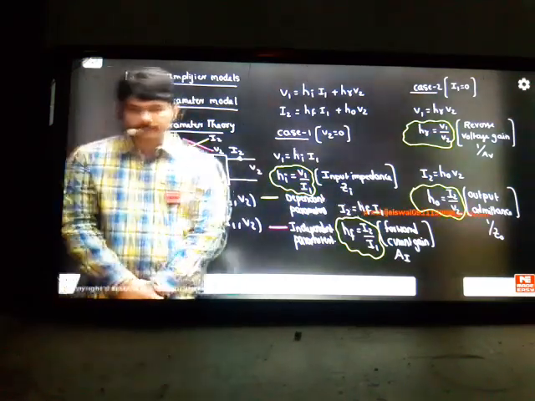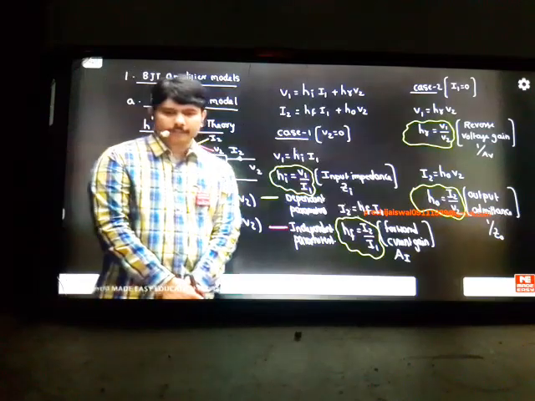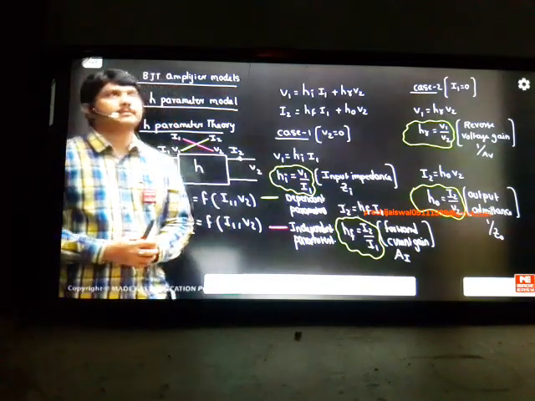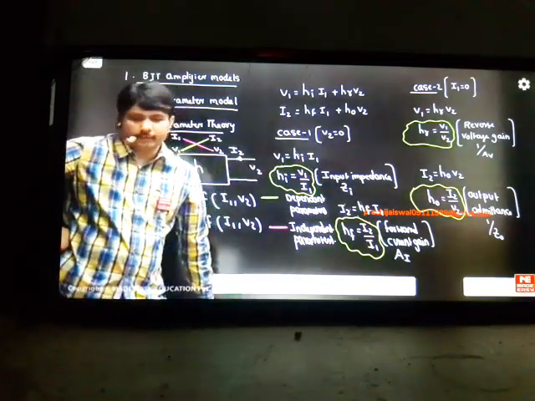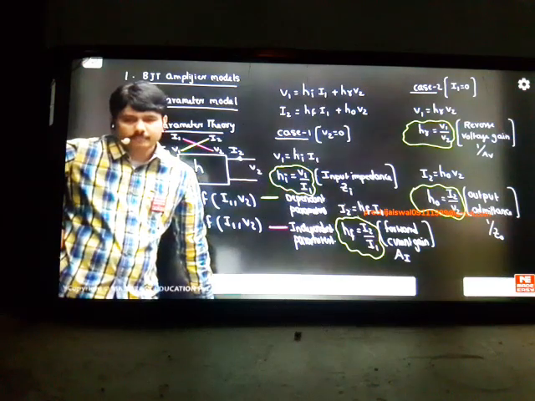So I have this knowledge first. Yes, Advita, the reverse ratio of impedance we call admittance. Reverse ratio of impedance, we call it admittance.